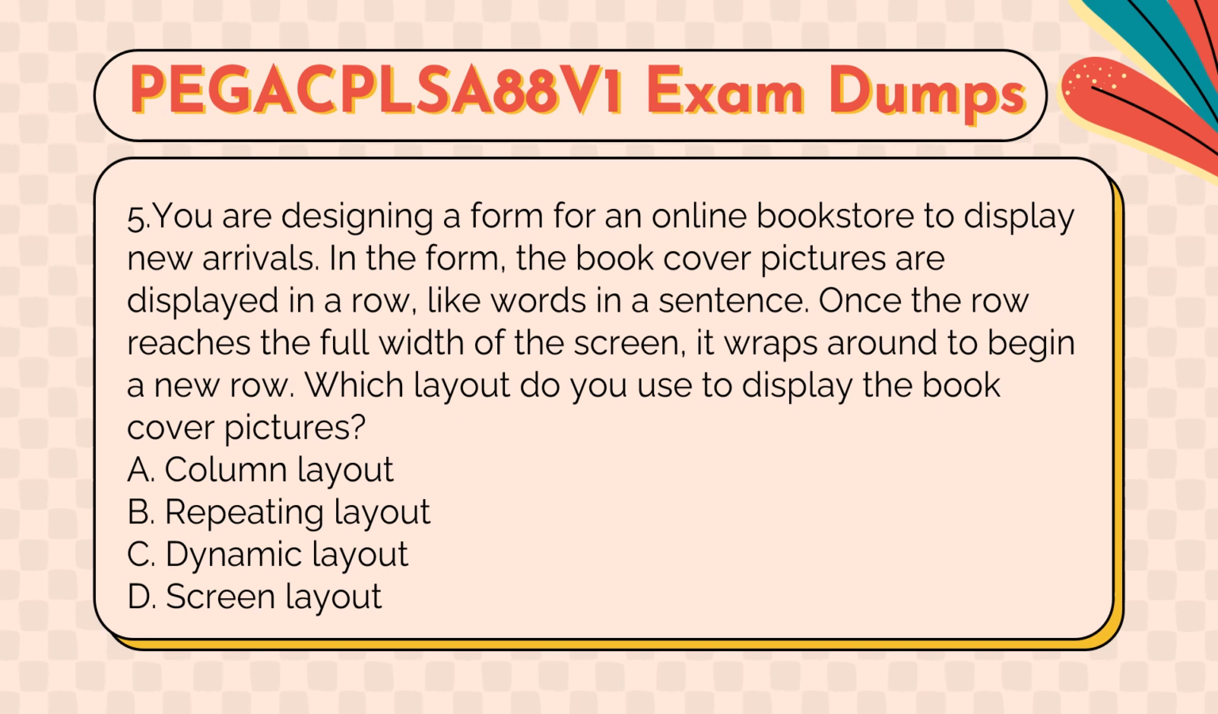5. You are designing a form for an online bookstore to display new arrivals. In the form, the book cover pictures are displayed in a row, like words in a sentence. Once the row reaches the full width of the screen, it wraps around to begin a new row. Which layout do you use to display the book cover pictures? A. Column layout. B. Repeating layout. C. Dynamic layout. D. Screen layout.